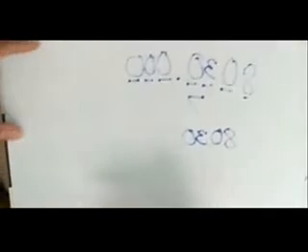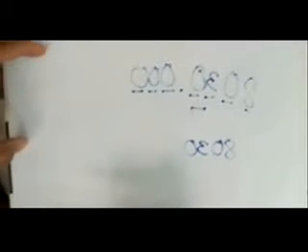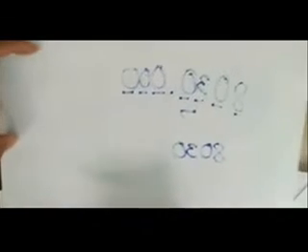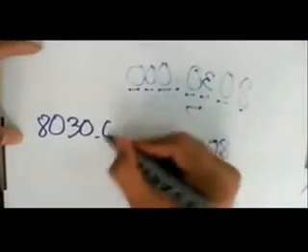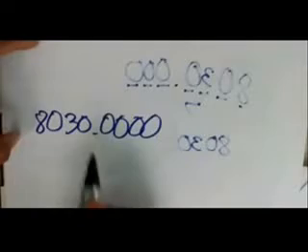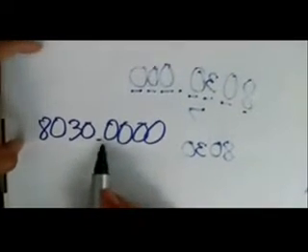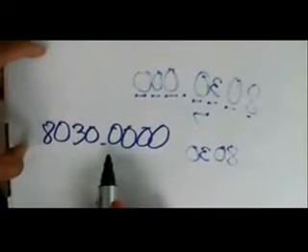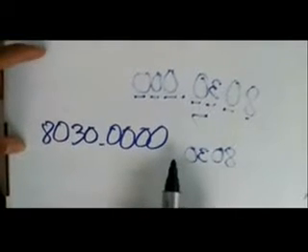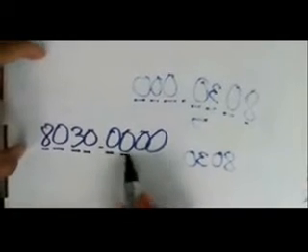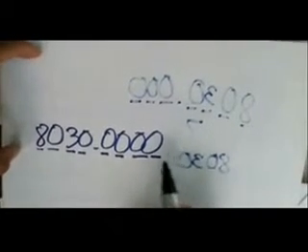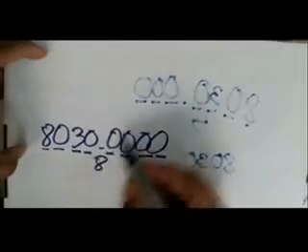So let's proceed to the fourth rule. Trailing zeros are sometimes significant and sometimes non-significant. Trailing zeros are significant when they are needed to hold a decimal point. For example, 8030.0000. These numbers have trailing zeros but are considered significant figures. So let's count all the significant figures. 1, 2, 3, 4, 5, 6, 7, 8. There are 8 significant figures because of the presence of the decimal point.